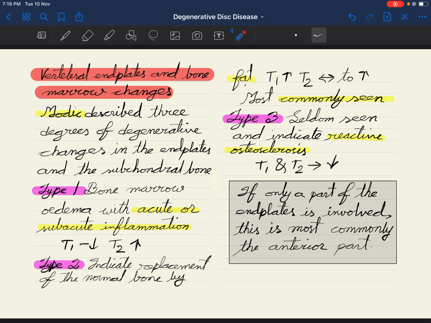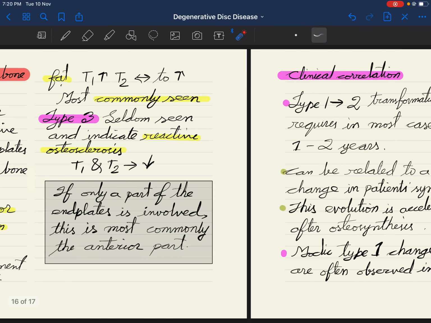Type 2 indicates replacement of the normal bone by fat. So on T1 it appears high signal, and on T2 it appears iso to high, and this type 2 is most commonly seen. Type 3 is seldom seen and indicates reactive osteosclerosis, so on both T1 and T2 it is low. If only a part of the end plate is involved, this is most commonly the anterior part.